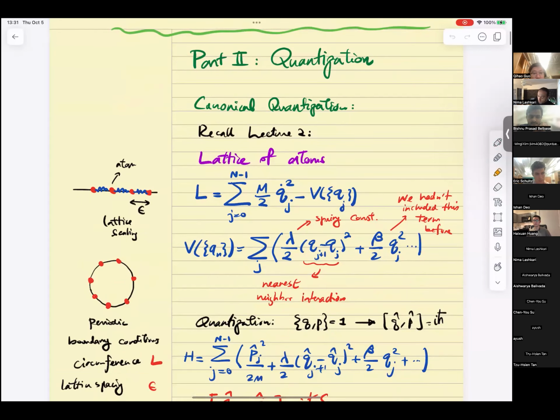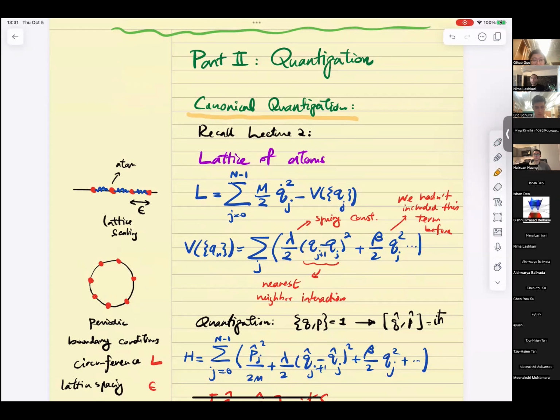So the topic will be called canonical quantization. Why canonical quantization? Because you explicitly break Lorentz covariance. So you pick a particular time slice, and you're going to be doing quantization at that particular time.